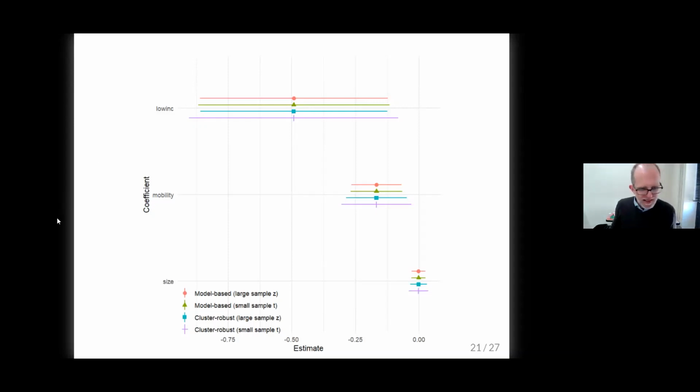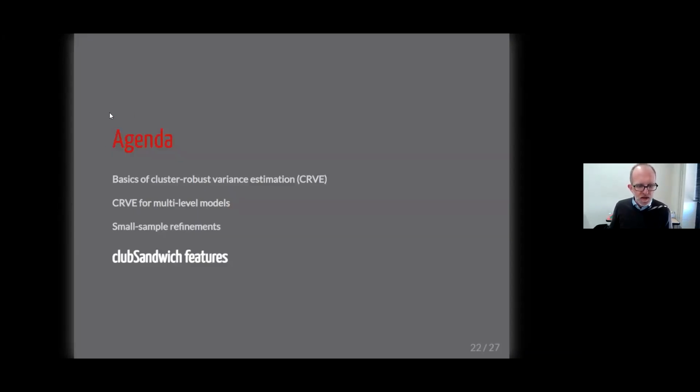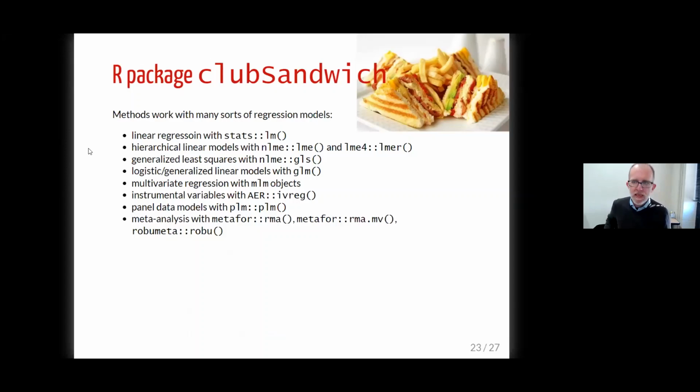So I got excited, I guess. I've gone longer than I was expecting to. So let me just wrap up by giving you a quick sense of all of the features of clubSandwich. For today, I focused on sandwich estimators for linear regression and also for multi-level models. clubSandwich supports both of those for models fit using the lm function in R, as well as the lme function from the nlme package, and lmer from the lme4 package.